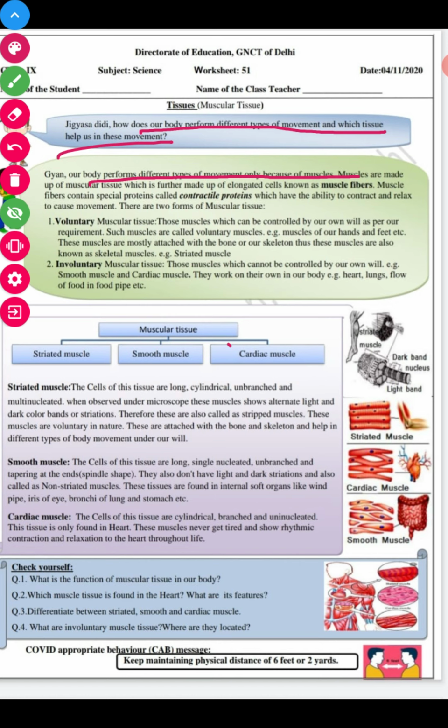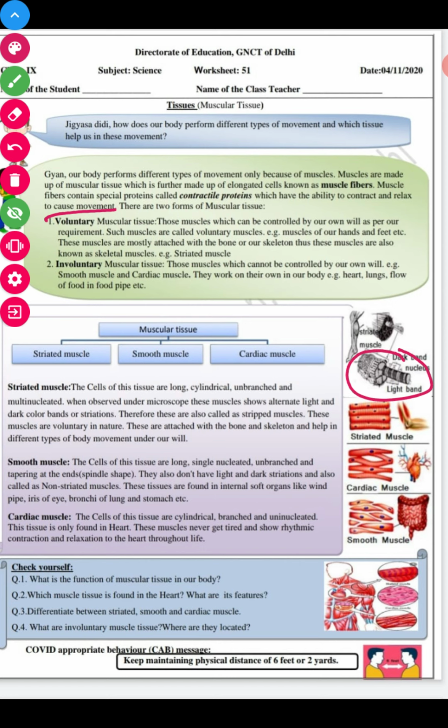Muscles are made up of muscular tissue, which is further made up of elongated cells called muscle fibers. Muscle fiber contains a special kind of protein called contractile protein, which has the ability to contract and relax to cause movement. In our body, movement is possible only because of the muscle, and muscles are made up of muscular tissue, which is elongated, right?